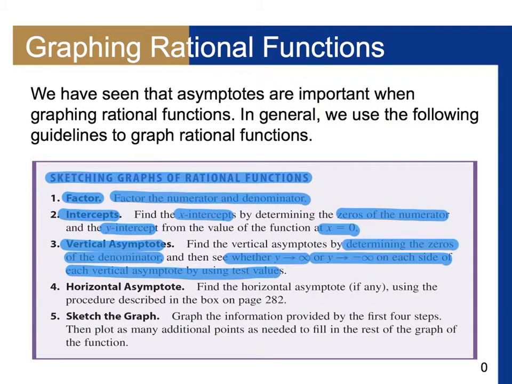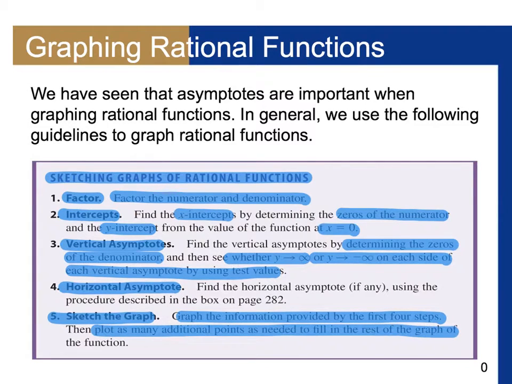Now the horizontal asymptote, we described earlier how we can use those rules, but basically you're just taking the ratio of the leading terms, and then making x really large. So that defines our horizontal asymptote. And then our last step is just to sketch the graph. Graph the information provided by the first four steps. Plot as many additional points as needed to fill in the rest of the graph of the function.